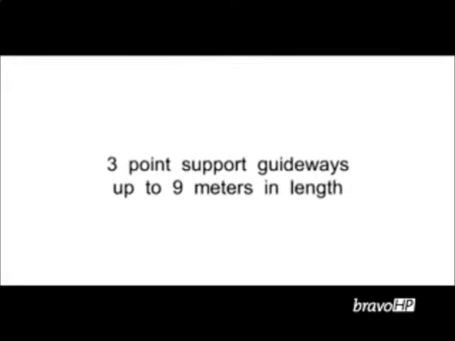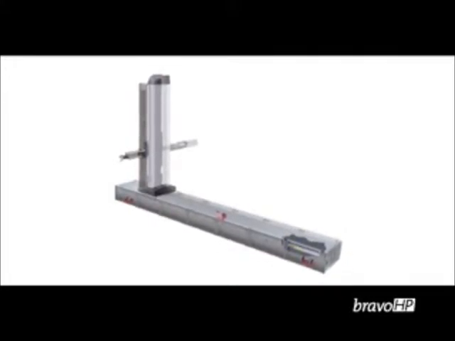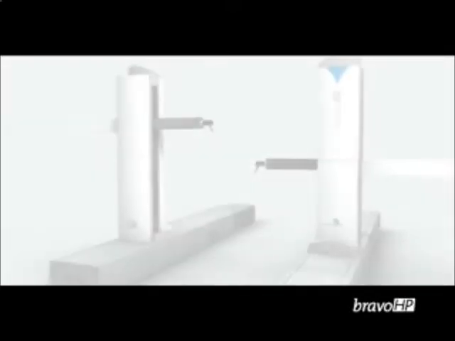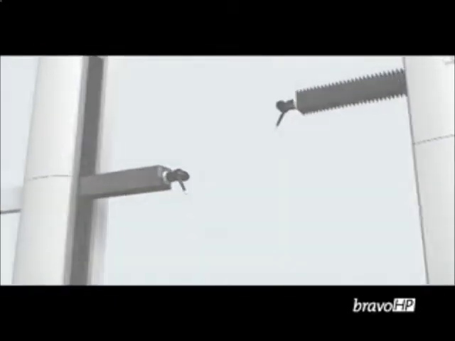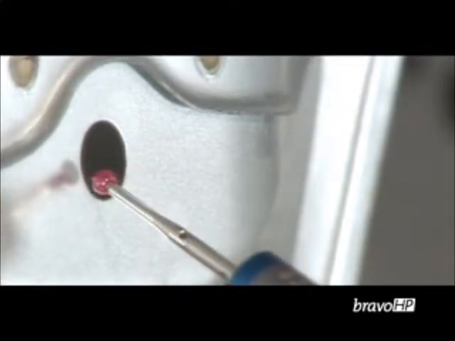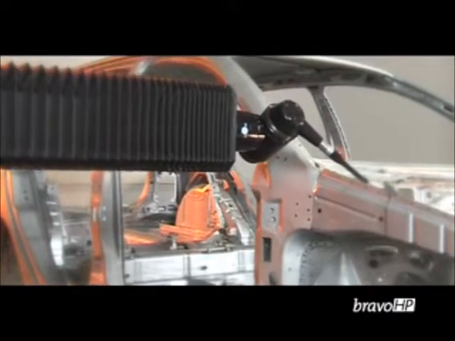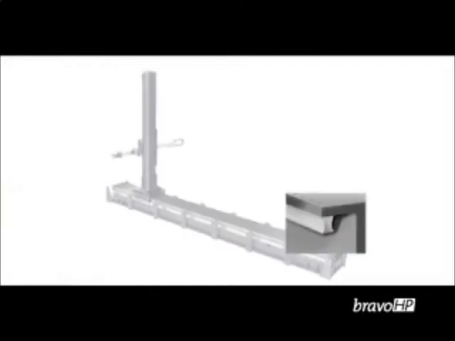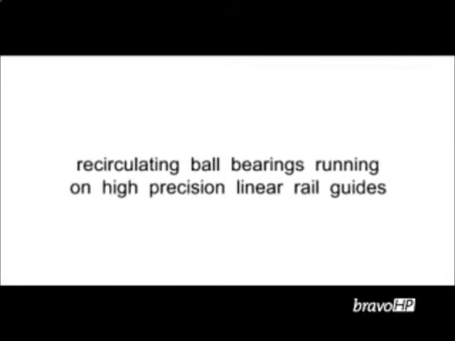Three-point support guideways up to 9 meters in length. No need for air supply. Carriage motion is effected by recirculating ball bearings running on high-precision linear rail guides.